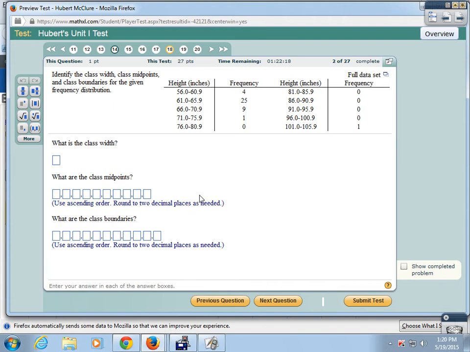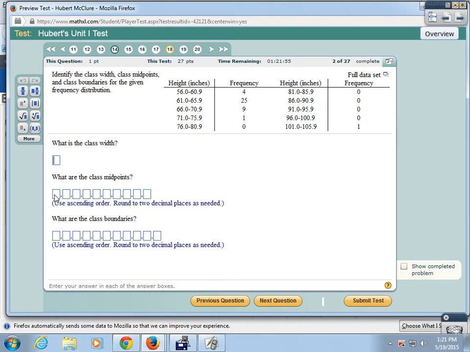All right, class width is easy. What's class width? 5. And why do they ask you the class width first? Because the class width helps you not do a lot of work. Once you find that the class width is 5, then the rest of it's pretty simple.